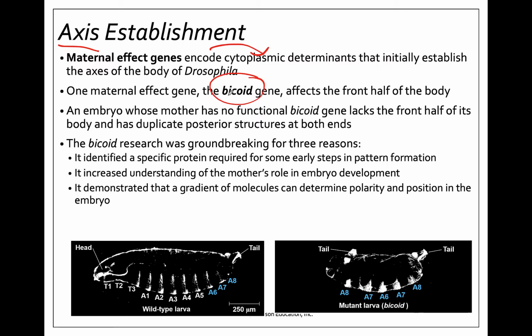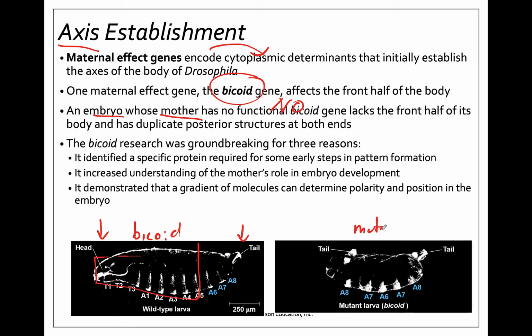So the first cytoplasmic determinant gene we found was the bicoid gene. And we found that the bicoid gene in fruit flies is going to affect the front half of the body. So it's going to establish the location of the head. So when they did mutation studies, they found that if the mother's egg had no bicoid gene, so this was not available, then the embryo would end up with no head. So here would be one that has a functional bicoid gene where we have a head end and a tail end. And the bicoid gene is going to code for these first thoracic and abdominal sections.